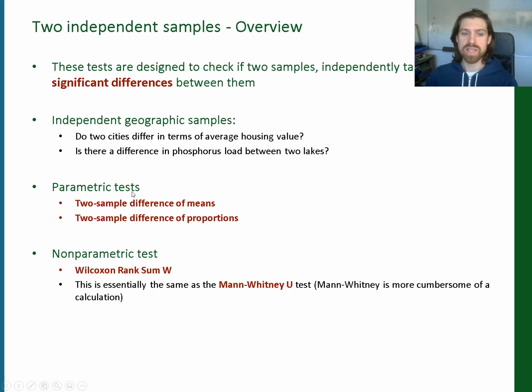And essentially we have these different parametric tests and non-parametric tests. So we have the 2-sample difference of means test, which is one of the parametric approaches when you're using mean values, or you've got the 2-sample difference of proportions test when you're using a proportional value. In terms of non-parametric tests, we've got the Wilcoxon rank sum W, and this is essentially quite similar to the Mann-Whitney U test that we have mentioned already in this lecture, which is mentioned also within the book, but today we're just going to be focusing on the Wilcoxon approach because it's easier to calculate essentially.